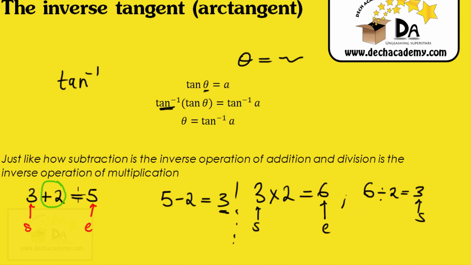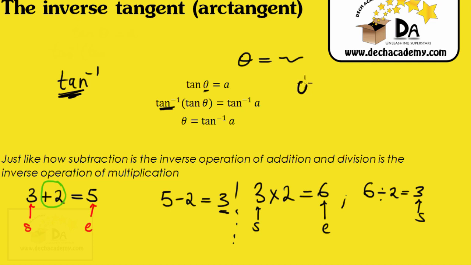The same way subtraction is the inverse operation of addition and division is the inverse operation of multiplication, the inverse tangent is the inverse operation of the tangent. So the name is a hint. Just like how I started with a number, got to an ending number, and then used an inverse operation to get from the ending number to the starting number, the inverse tangent can work the same way.